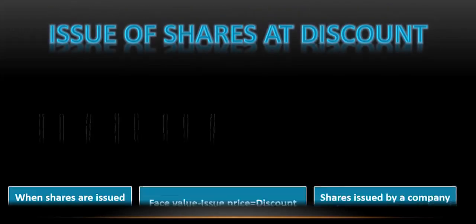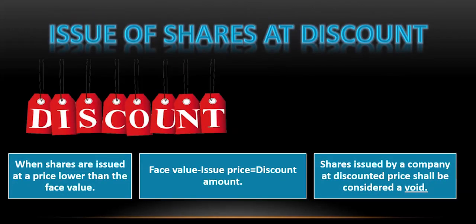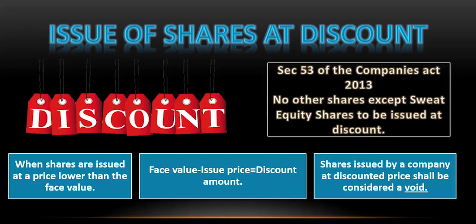Now let us look at issue of shares at discounted rate. So what do we mean by issue of shares at discounted price? When the shares are issued at a price lower than the face value, then those shares are said to be issued at a discounted price. Issue price will be less than face value. Therefore, the difference would be treated as discount amount. But after the introduction of Companies Act 2013, especially section 53 of the Companies Act, shares can no longer be issued at a discounted price.